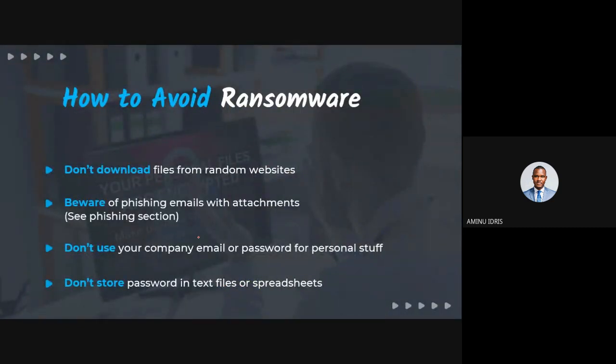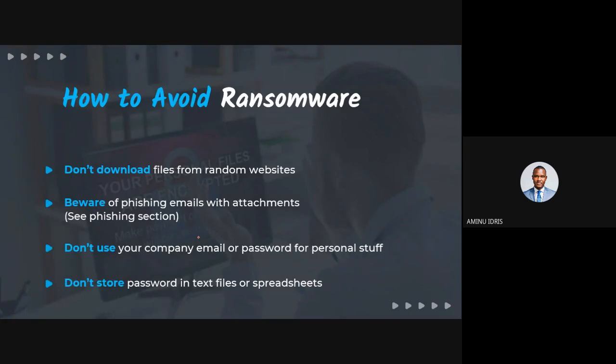So how do we protect ourselves from all those kinds of ransomware attacks? Number one, don't download files from random websites. Make sure that any file you are going to download, you download it from a legit site. Beware of phishing emails with attachments. I talked about phishing emails previously.